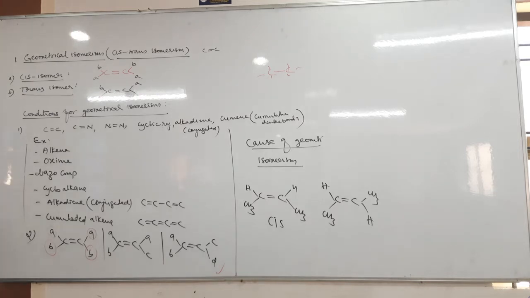Cause of geometrical isomerism. Geometrical isomerism is due to restricted rotation around the carbon-carbon double bond. Restricted rotation around the carbon-carbon double bond. Okay. Next one.